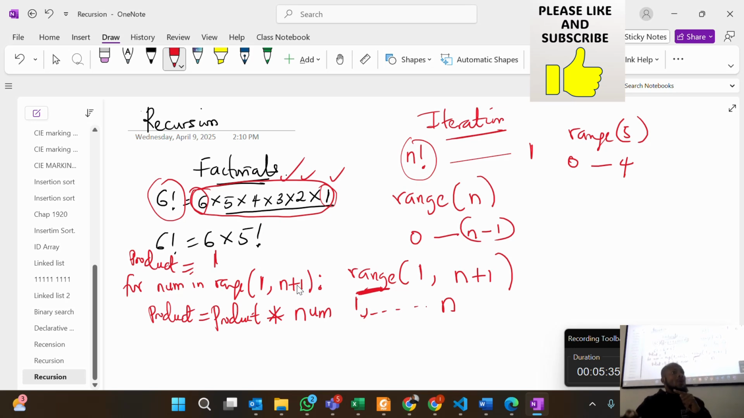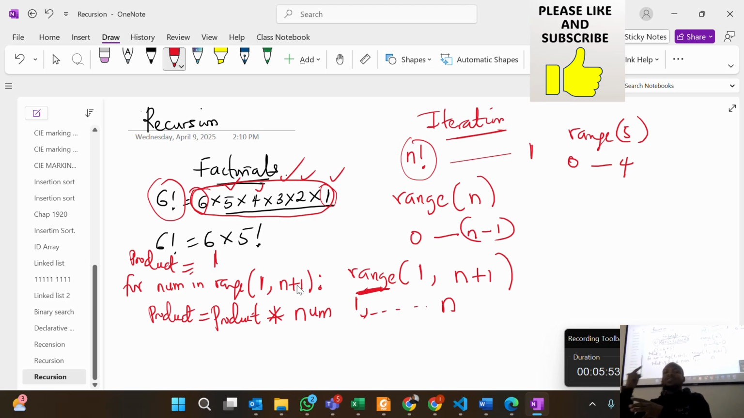4, and multiply it by what? By the previous product, which is now what? 4 times 6. Is that understood? It goes back and takes what? Num equals to 5, isn't it? And does what? Multiply it by the previous product. What is the previous product? 4 times 3 times 2 times 1.